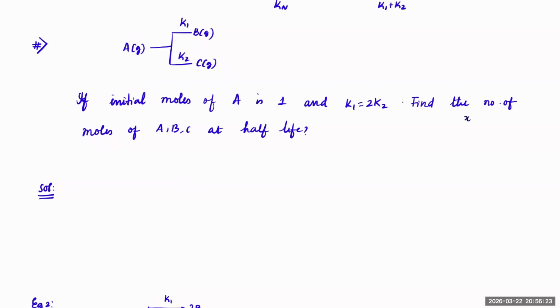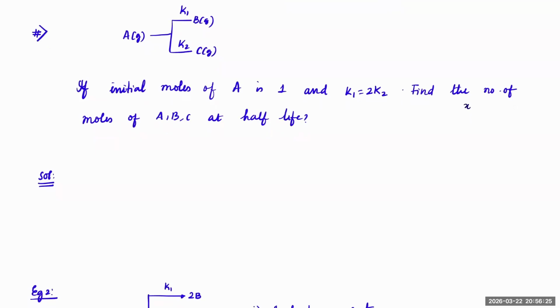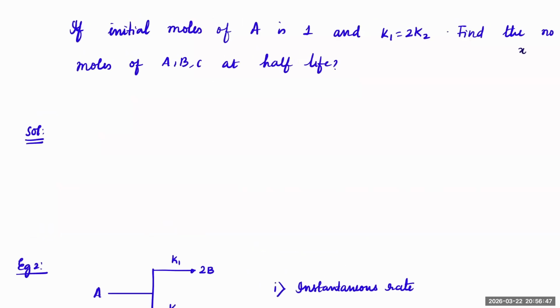Check. Let's see. What if you have something like A giving B and C, a parallel reaction with K1 and K2? Initial moles of A given is 1, and the K1 and K2 relation is given. We need to find the number of moles of A, B, C at half life. Okay, what would happen at half life? All right, what are the typical things which we know here? I'll just write on that part.